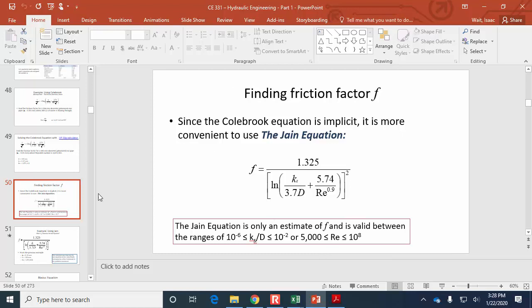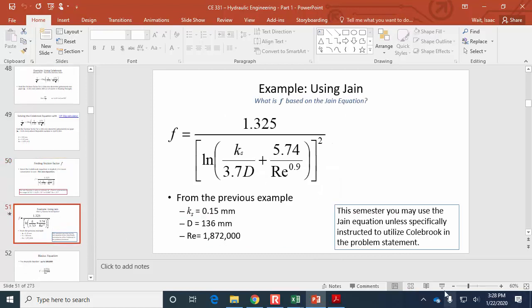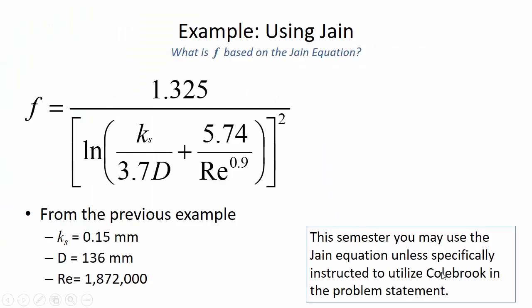But because it has pretty good agreement, the general rule of thumb is that you can use the Jain equation this semester unless I specifically tell you to utilize some other approach for f. Like if I told you to use the Moody diagram or that you should definitely use Colebrook, then use those other methods. But Jain is good enough in any other cases.